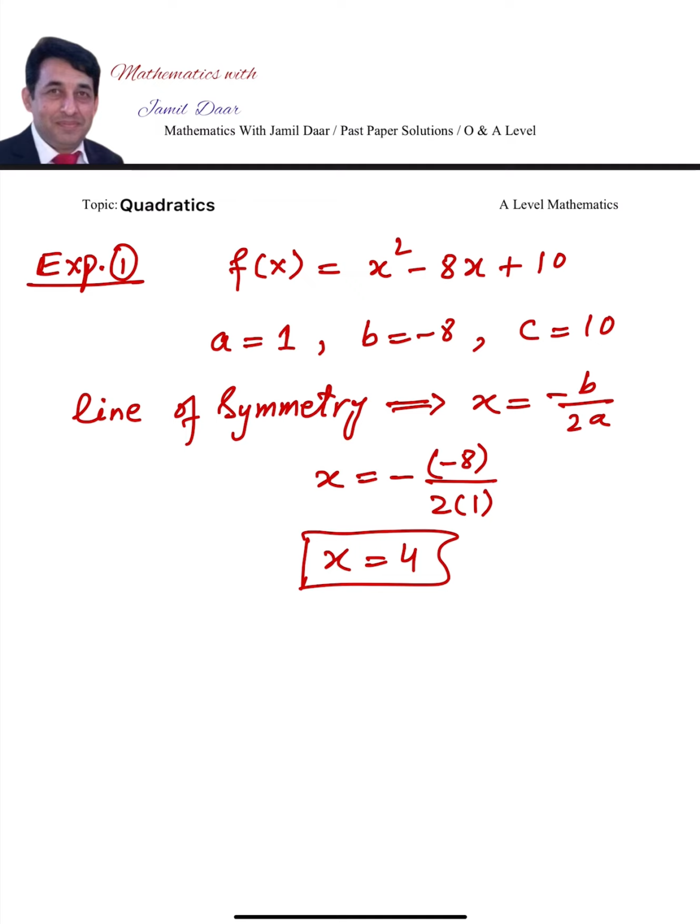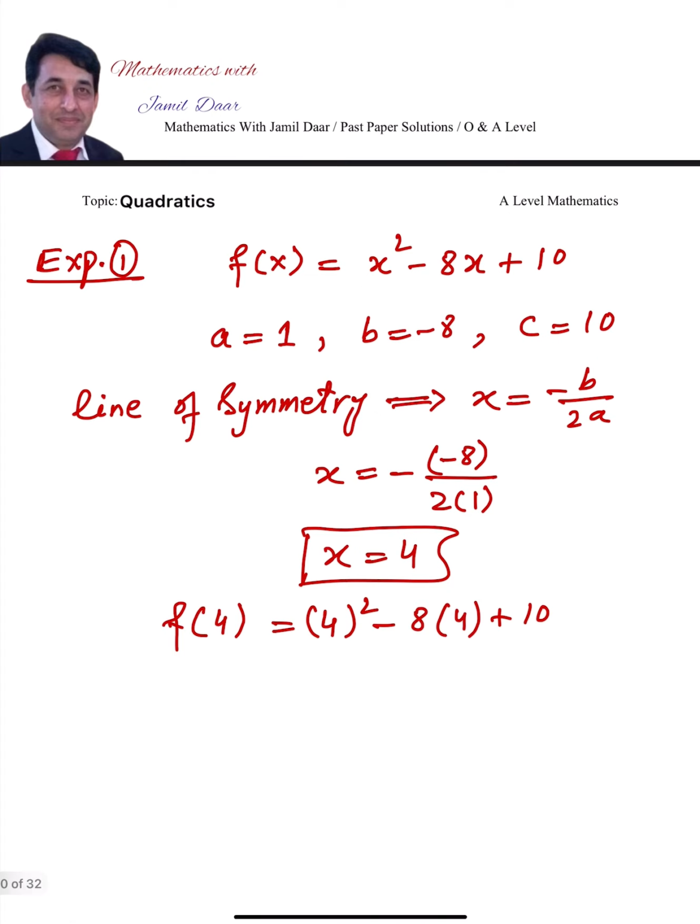Now you'll find out the corresponding value of y. So we'll find out f(4), that would be equal to 4² minus 8 times 4 plus 10. 16 plus 10 is 26. 26 minus 32, that would be minus 6. So f(4) is equal to minus 6. So you got the corresponding value of y.